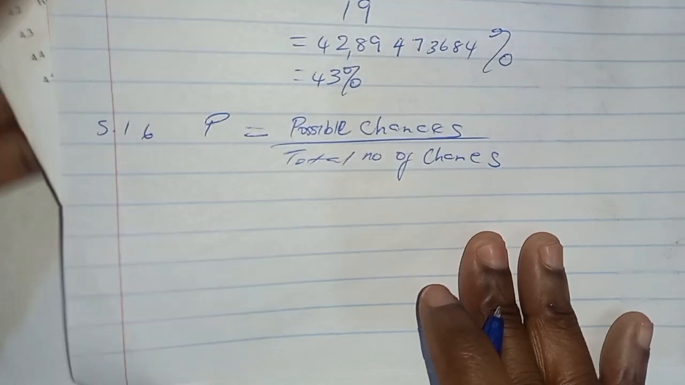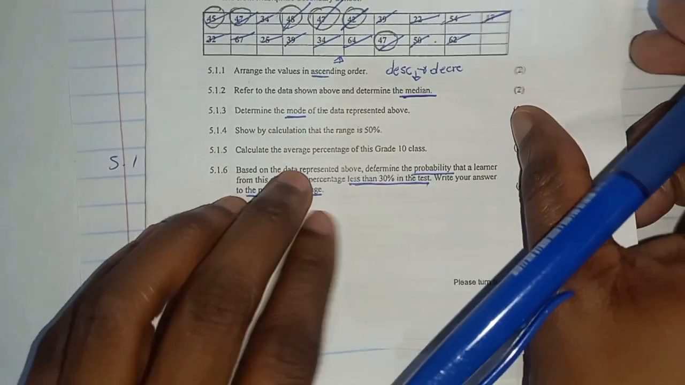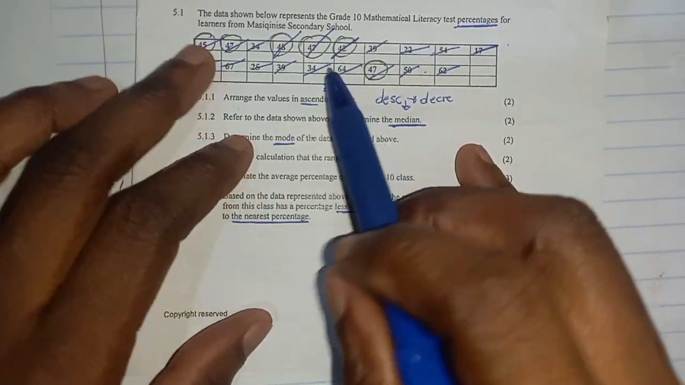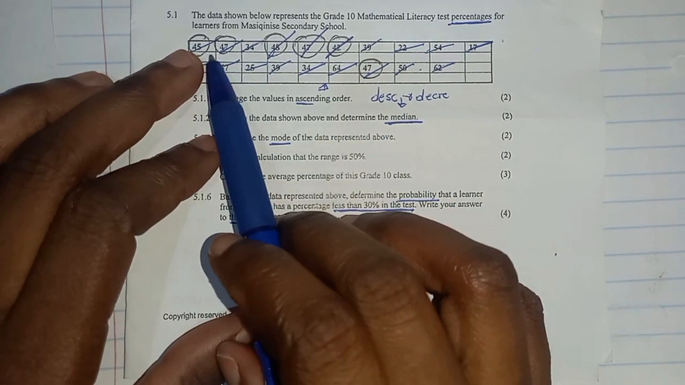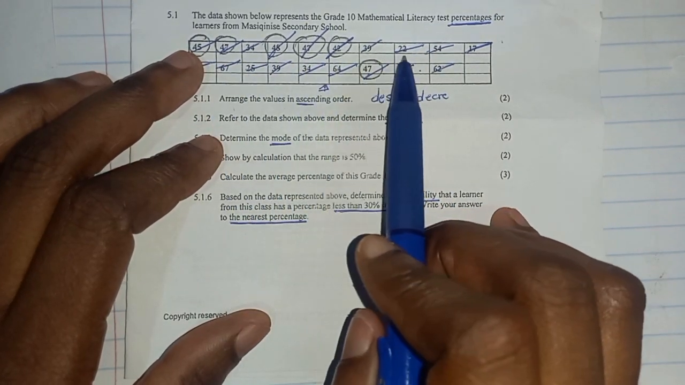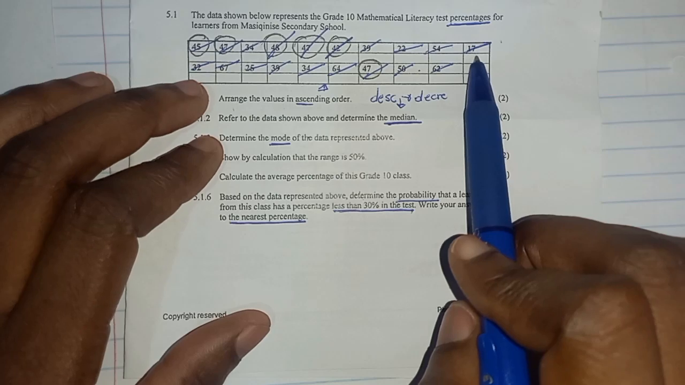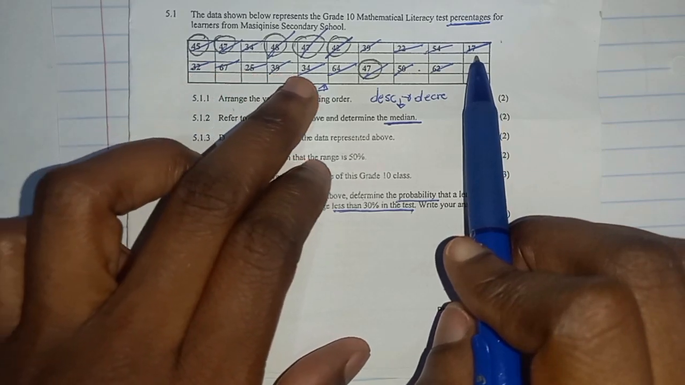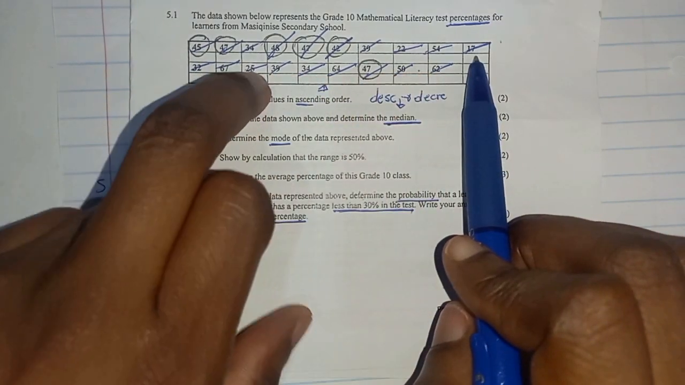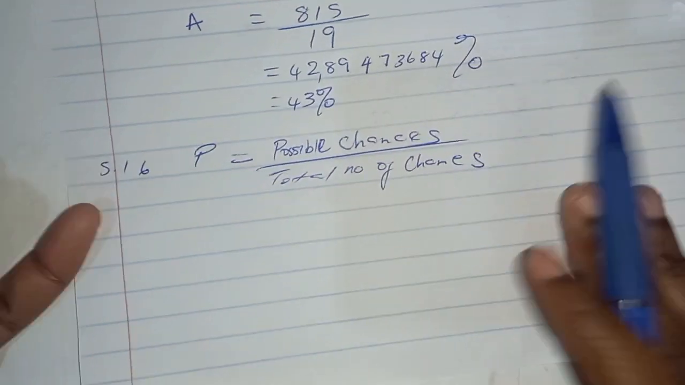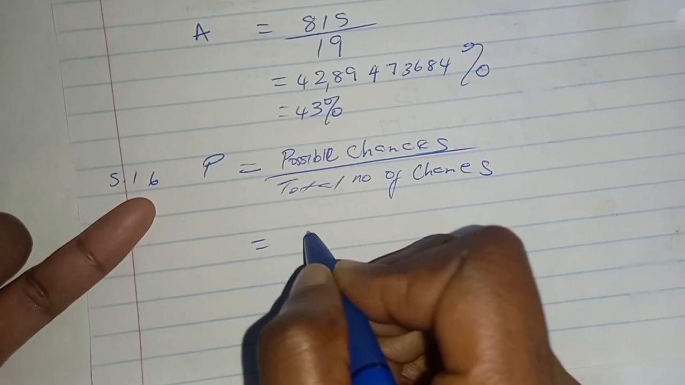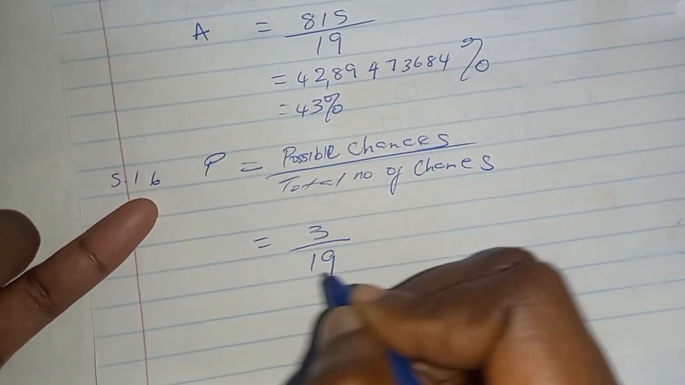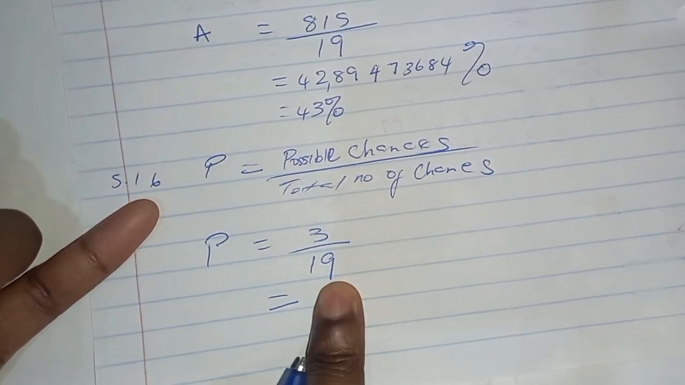So what is the possibility of finding learners with less than 30%? 1, 2, 3. There's 3 learners, so that's the possible. It's possible to find 3 out of how many? 19. And that is the probability.